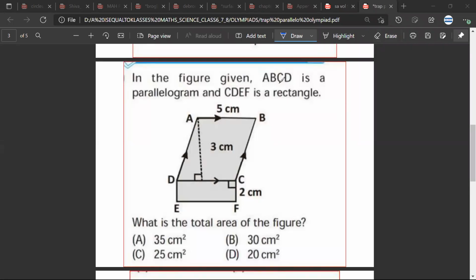So in this question, ABCD is a parallelogram. So we have a parallelogram ABCD. CDEF is a rectangle. What is the total area of the figure? Mr. Sarthak, how should I do this?